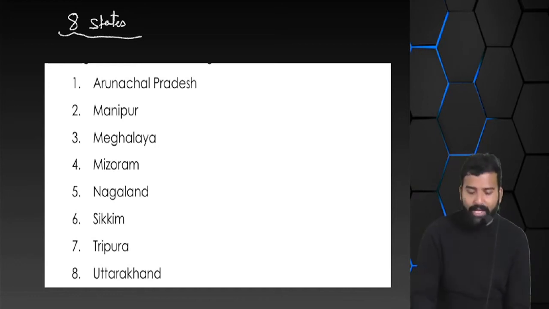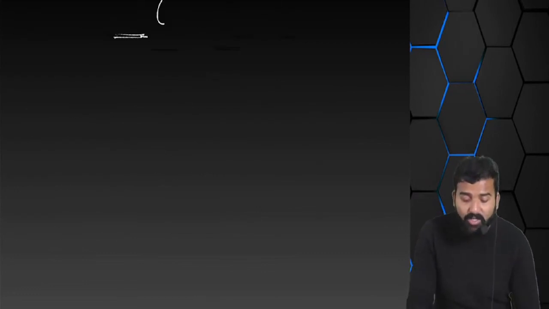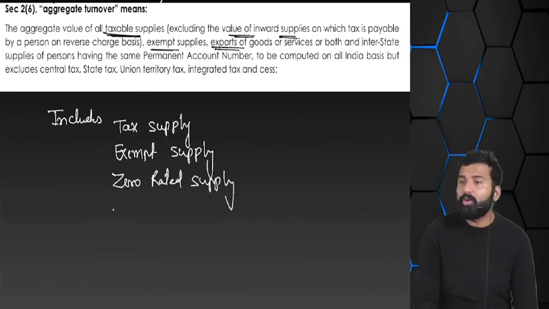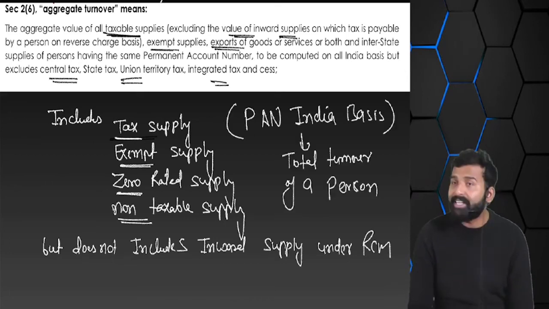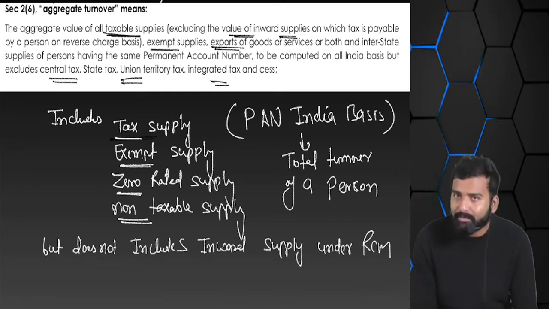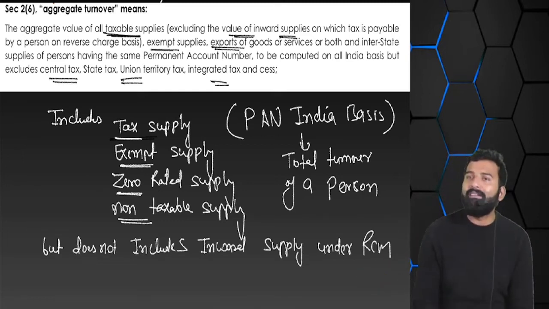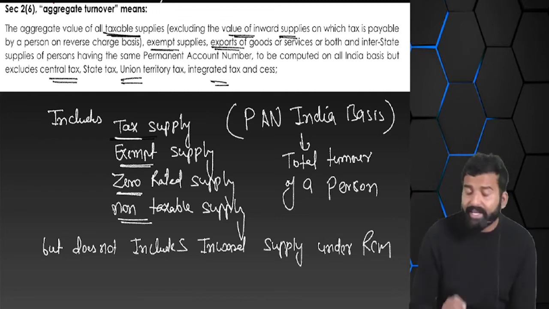After that, we have also covered one more thing: we are calculating aggregate turnover. In the definition of aggregate turnover, I have told you that we will include all taxable supply, all exempt supply, all zero rated supply, even all non-GST supply. So we include all the supplies a person is doing, whether taxable, exempt, zero rated, or non-taxable, but it does not include, first of all, inward supply under RCM.